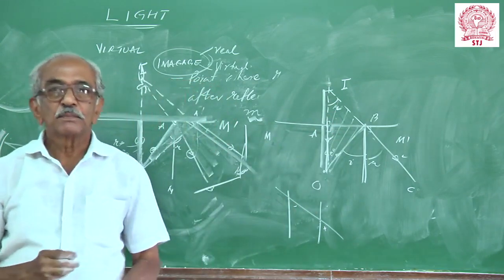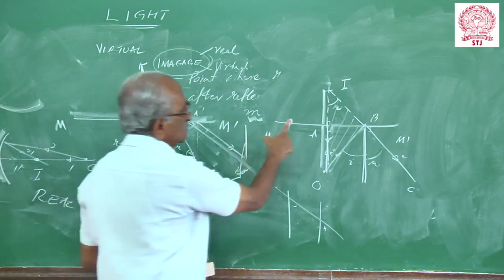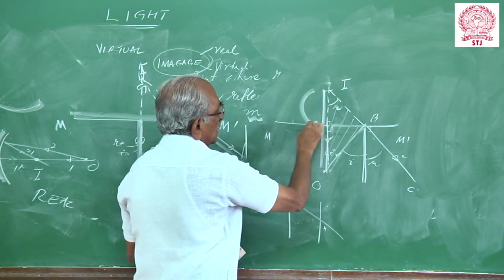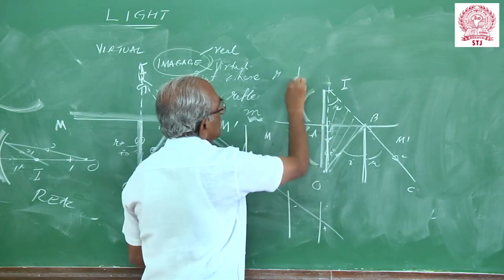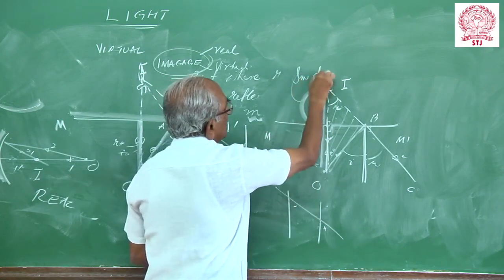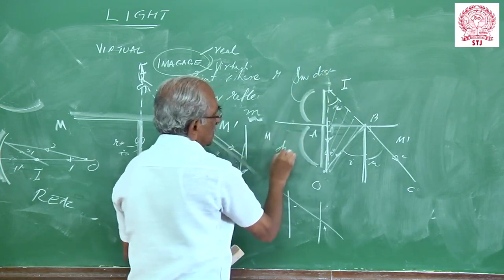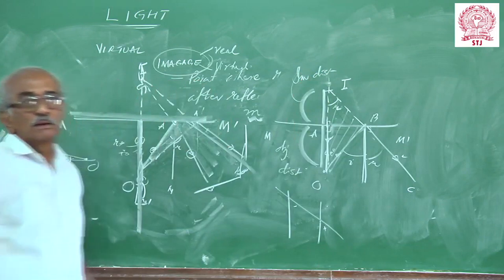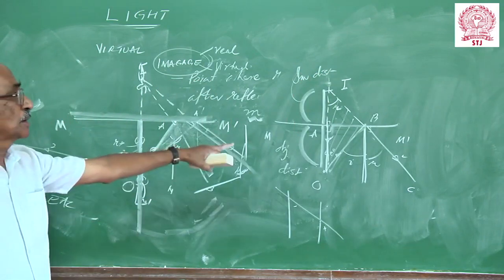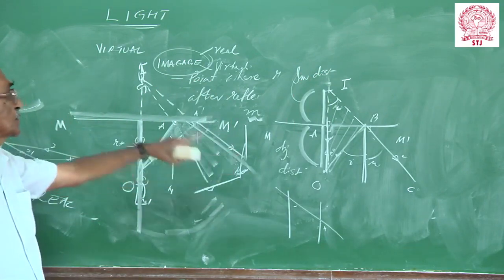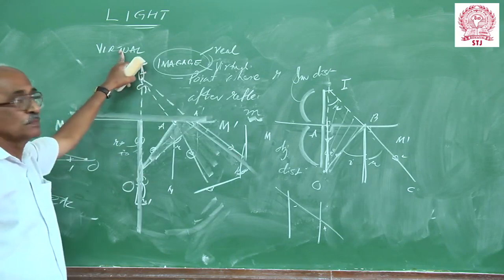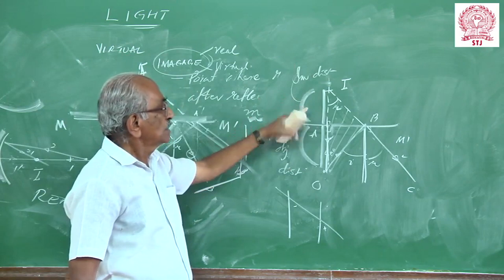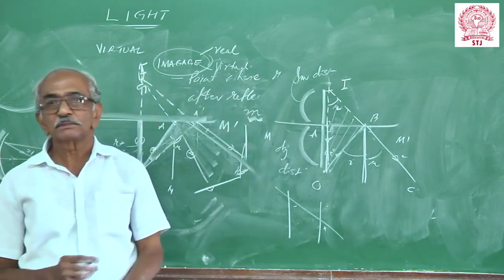Now what's the implication? The image in a plane mirror of an object is formed as far behind the mirror as the object is in front. So this is the image distance, this is the object distance. Therefore, the image formed in a plane mirror is always virtual. It's formed behind the plane mirror and the object is in front of it.